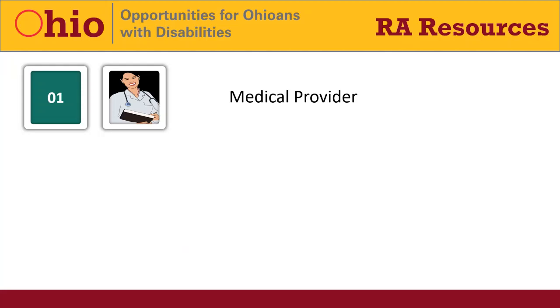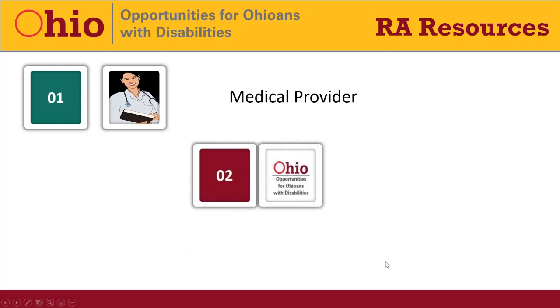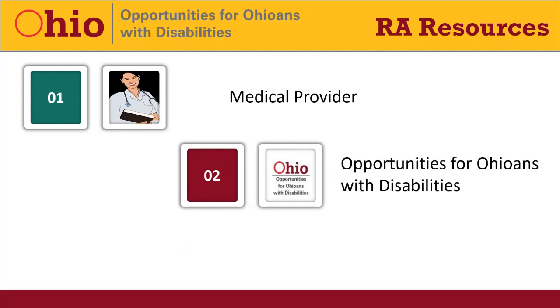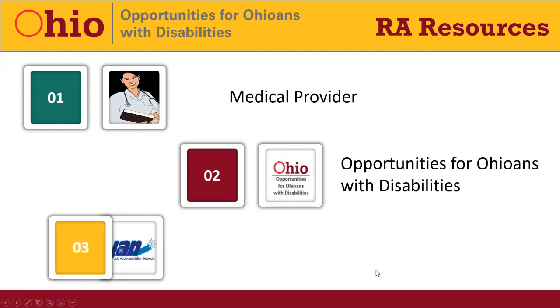Also, during the interactive process, you can mention our services here at OOD, which are voluntary, confidential, and free. Our vocational rehabilitation services provide Ohioans with disabilities the services and support they need to find or keep a job. So if the employee is interested, he or she can apply for services through our website at www.oodworks.com or call us at 1-800-282-4536.